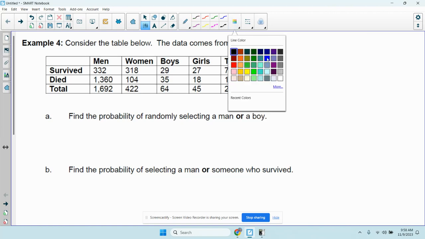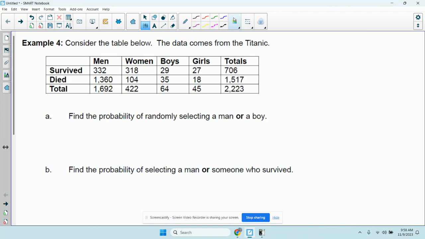Okay, so we have example 4 here. This says, consider the table below. The data comes from the Titanic. So we have columns that divide up the people on the Titanic by men, women, boys, and girls. And we have rows that divide them up whether or not they survived the Titanic accident.